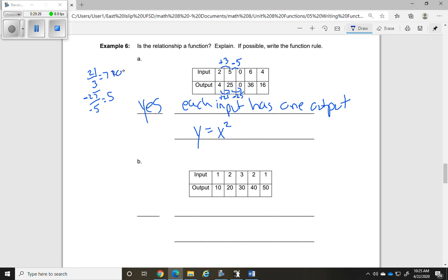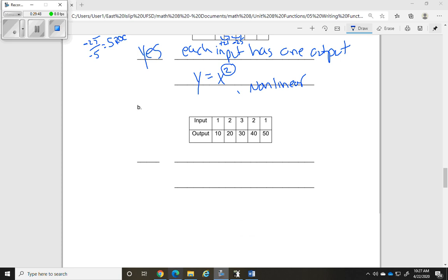So this is a rate of change. This is a rate of change. It's not constant. So this is a nonlinear function. And it's nonlinear by the equation because the exponent's a 2. It's nonlinear by looking at the table rate of change. Part B is not a function because the input of 1 has 2 different outputs.